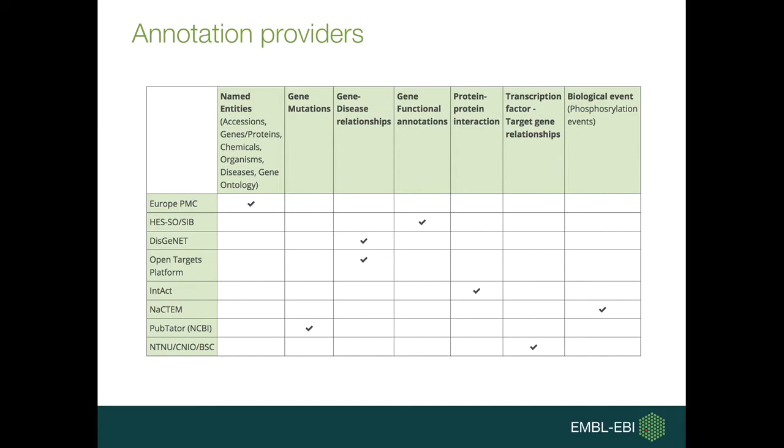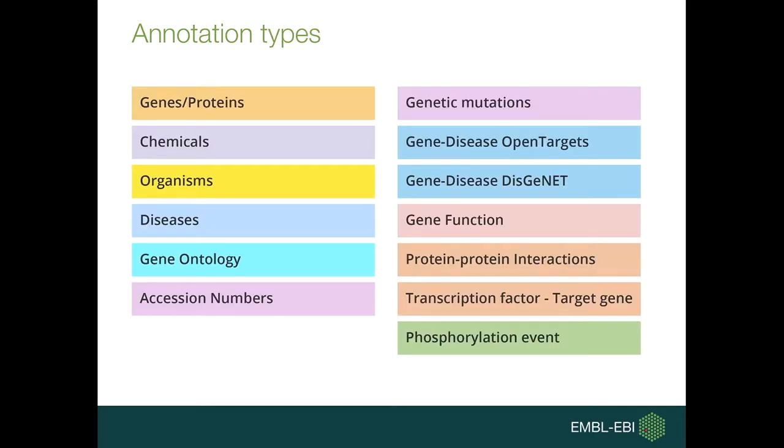So, which annotations are available? Currently, there are 8 annotation providers sharing their outputs via the Europe PMC platform. The list includes the NCBI, the Swiss Institute for Bioinformatics, National Center for Text Mining, and so on. You can see all of the annotation providers on this slide. Each of these providers submits a different type of annotations. And here is the list of available annotation types.